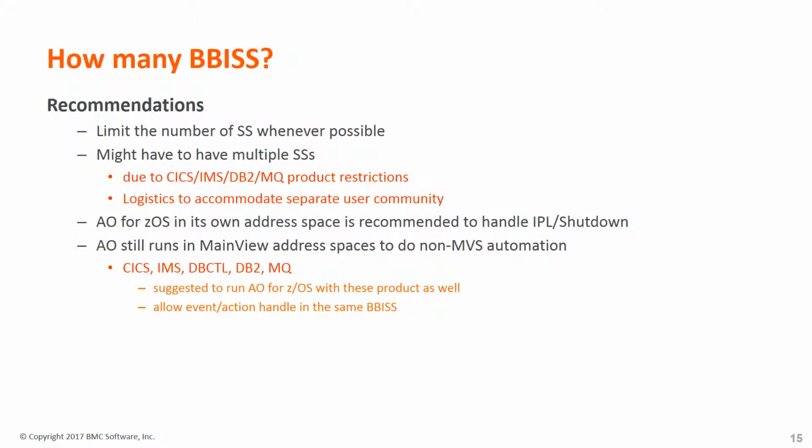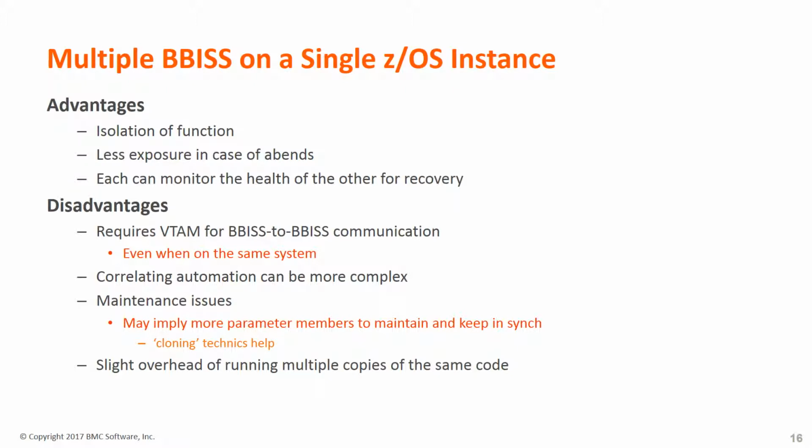AO for z/OS should run in its own address space. Again, that's meant to handle your IPLs and shutdowns so it can take care of everything else before it shuts itself down. And you will still run AO in your MainView address spaces to do your non-MVS automation, such as your CICS things, your IMS things, DB2, and so on and so forth.